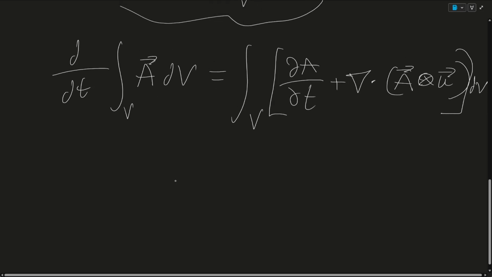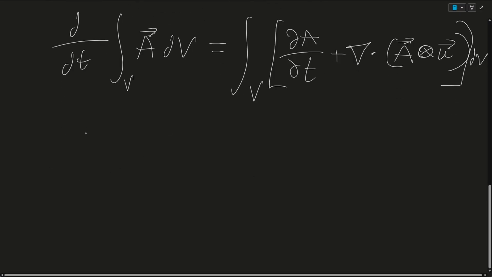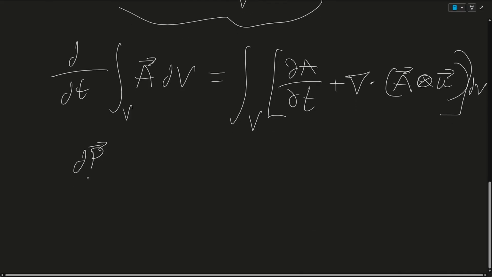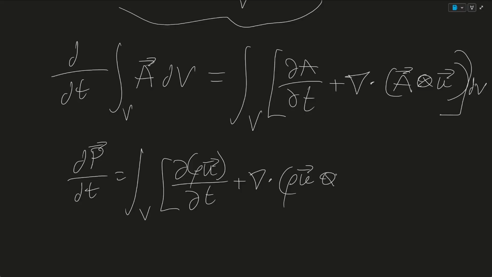And we can just sub in A equal to rho u, obviously, because that's what we've got up there. So we get that dP/dt, sorry, momentum is a vector, I should have put a vector sign, equals the volumetric integral of the partial of rho u with respect to time plus del dot rho u cross u, dV.